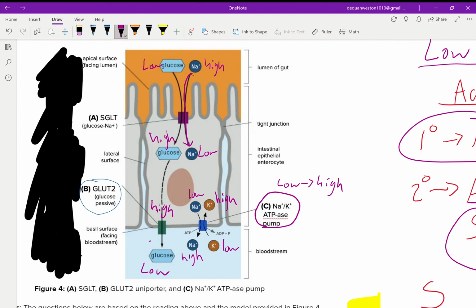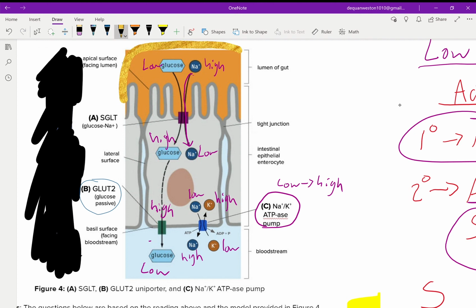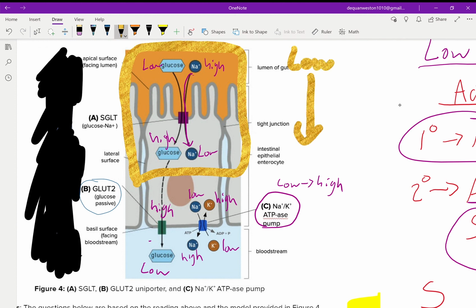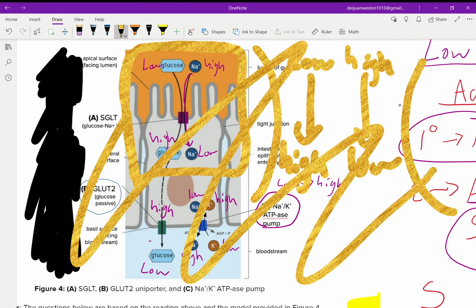And definitely try to understand this relationship with symporters, that one goes low to high and the other goes high to low at the same time. So memorize that, and this is symporter. Antiporter is going to be the opposite, obviously. So hopefully this helps you guys out, and that's it for today's video.